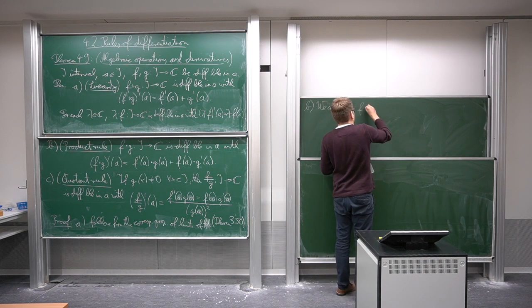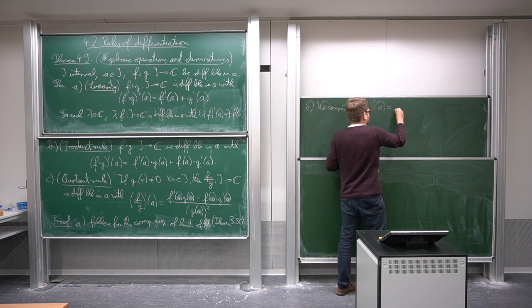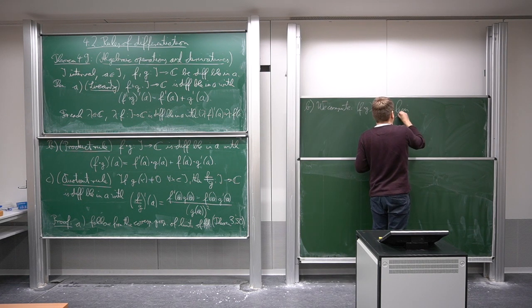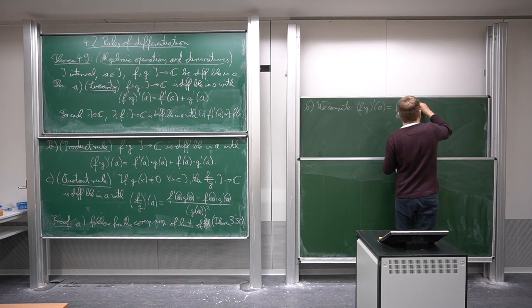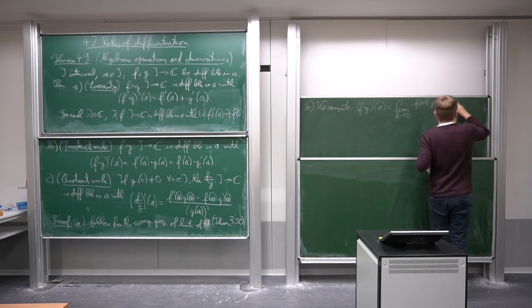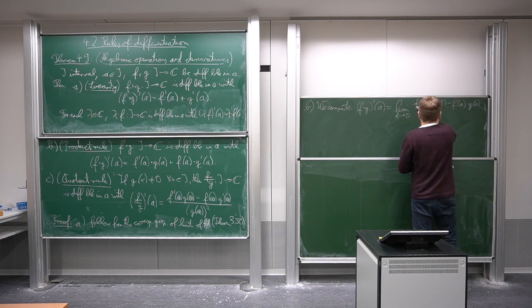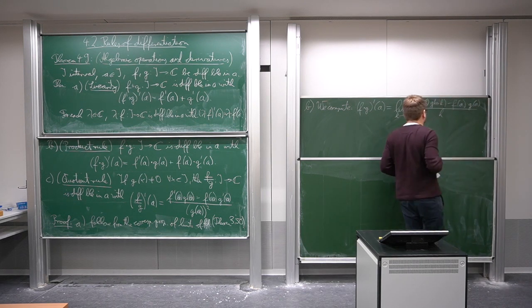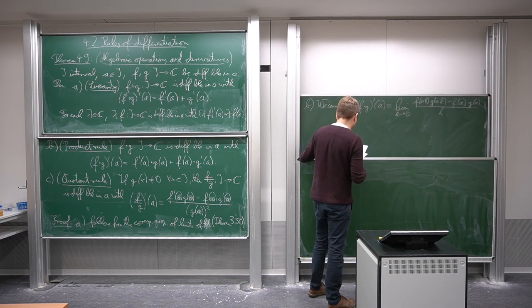So (f times g)'(a). This is by definition the limit for h going to 0 of f(a+h) times g(a+h) minus f(a) times g(a), divided by h. Okay, it's just a long formula, but anyway.